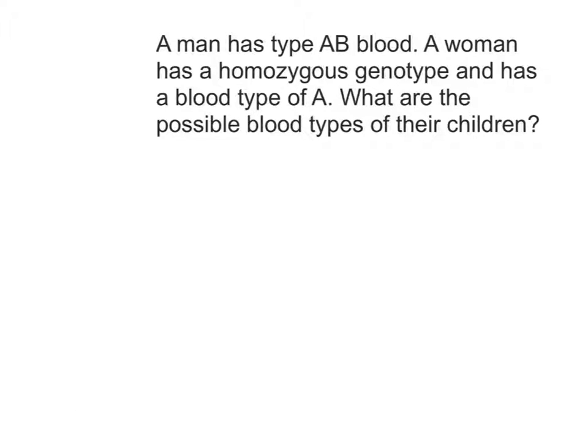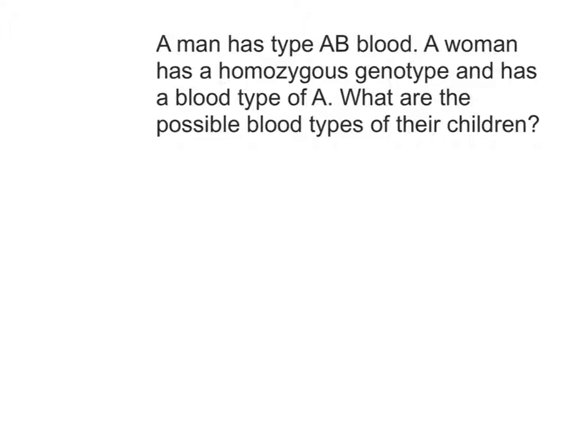So blood types in humans are an example of both codominance and multiple alleles. There are 3 alleles possible: A, B, and O. A and B are both dominant, or codominant together, and O is our true recessive.